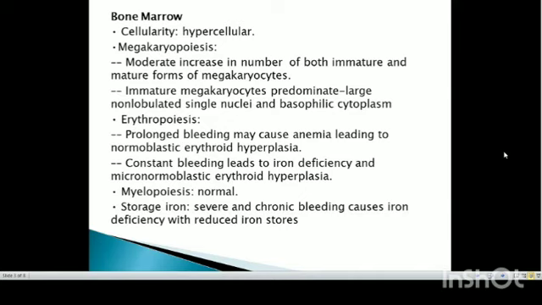Coming to erythropoiesis, bleeding from thrombocytopenia, as I've discussed, may result in anemia, accompanied by normoblastic erythroid hyperplasia. Without constant bleeding, iron deficiency anemia may result in normoblastic erythroid hyperplasia. Myelopoiesis is usually normal. And iron storage: in patients with severe and chronic bleeding, iron deficiency develops, resulting in depletion of iron stores.